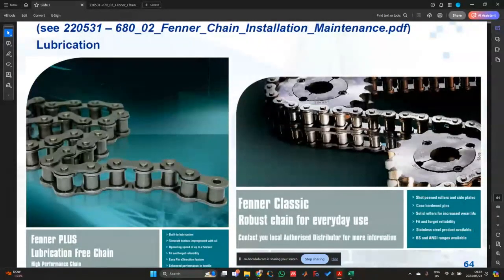So you have some built-in lubrication. You have these sintered bushes for improved performance with the oil lubrication. And this is also for operating speeds of up to 2.5 meters per second. So over here, they also refer to a fit and forget reliability model. So you can just put this chain on and not have to worry about any lubrication that has to be applied.